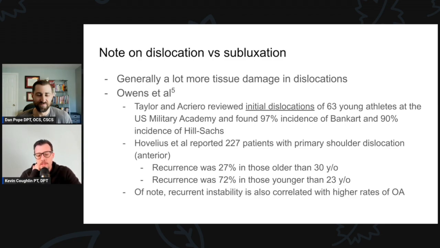And then when we don't manage this the right way and there is recurrence over time of instability, it does seem to correlate to higher rates of osteoarthritis. And this could be something that matters down the road. You might be young and think, whatever, I can deal with it. But if you do educate those folks that we might have higher rates of arthritis, that could potentially lead to something like a shoulder replacement. That's not something that you want.